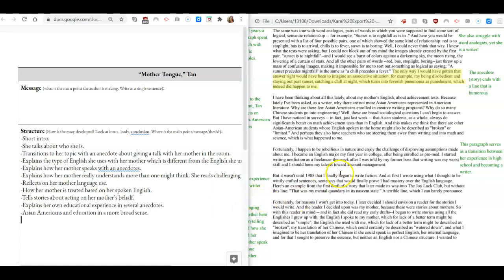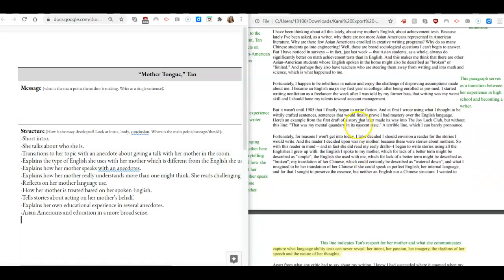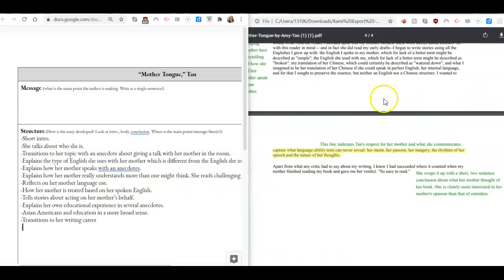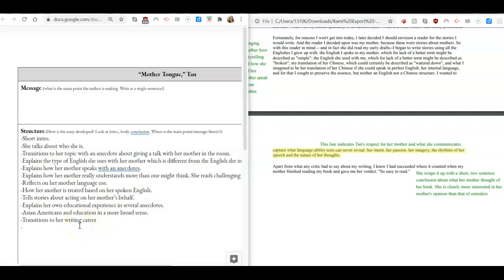All right. And then she talks about how she became a writer, transitions to her writing career, and lastly, she brings it back to her mother and ties in her mother and her writing.